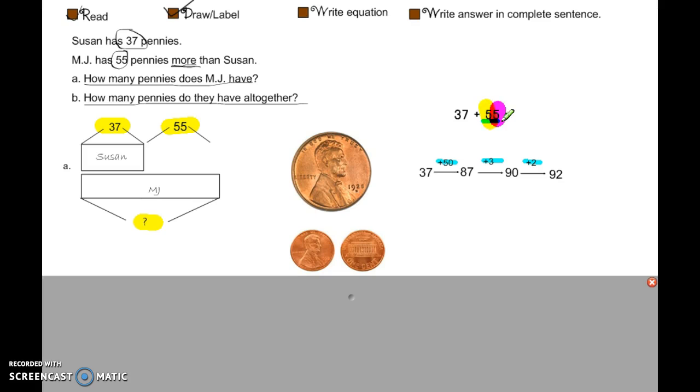And I know that I have added the correct amount because these numbers right here will equal this number here. So 50 plus 3 is 53, plus 2 more gives me 55. So my answer is going to be 37 plus 55 gives me 92.